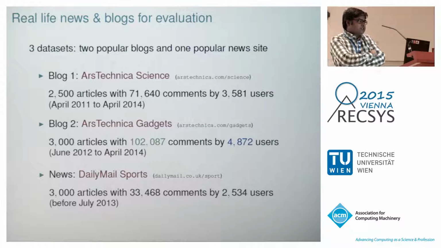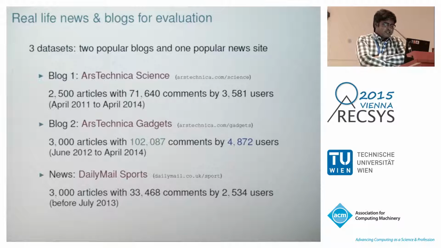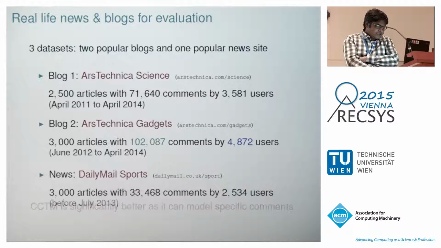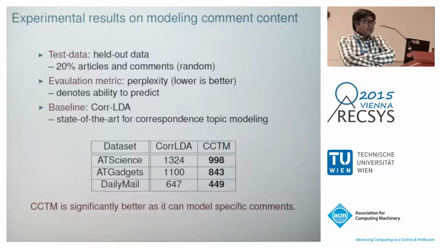Coming to our evaluations, we have used 3 datasets of real-life news and blog data: the Ars Technica Science blog, Ars Technica Gadgets, and Daily Mail Sports. For example, Ars Technica Gadgets has about 100,000 comments and 4,000 users with 3,000 articles. And how we evaluated our method is that we held out 20% of this data randomly.